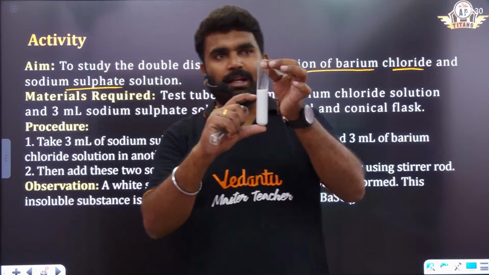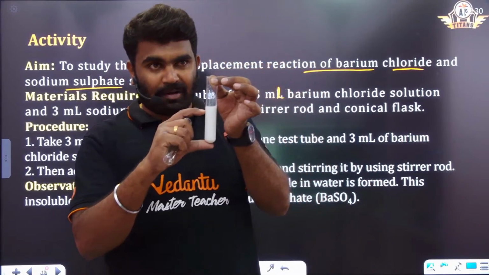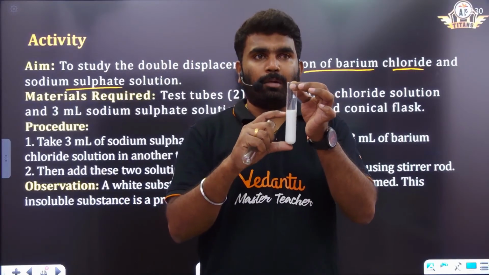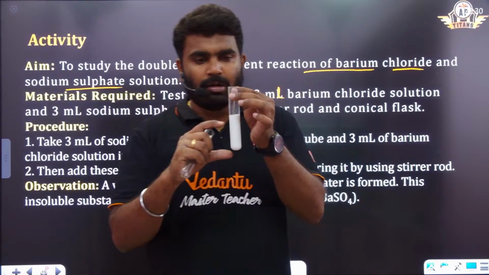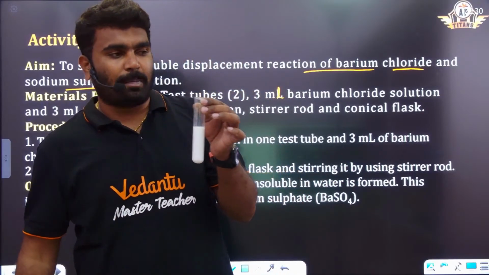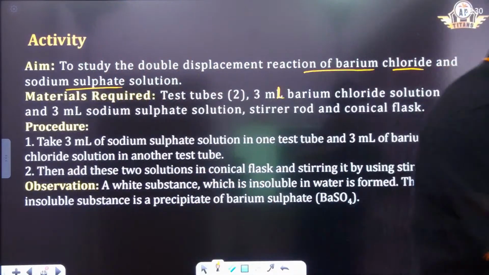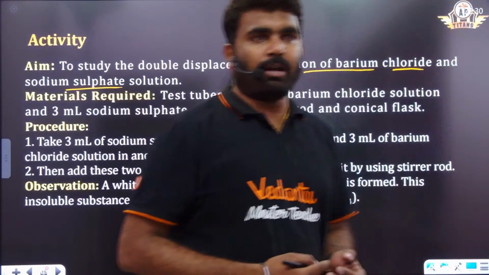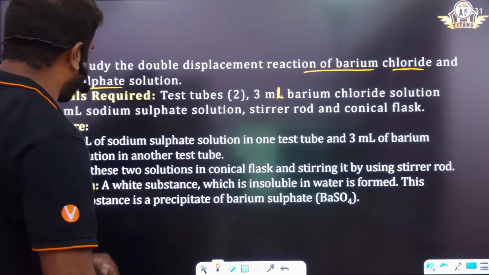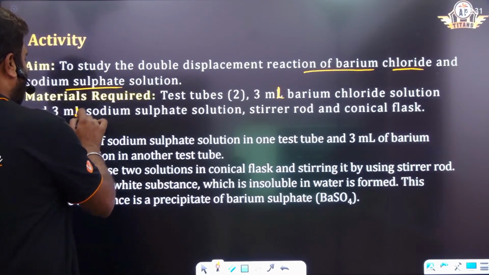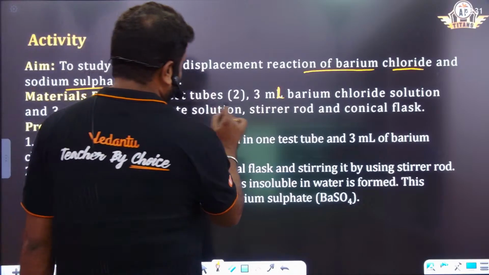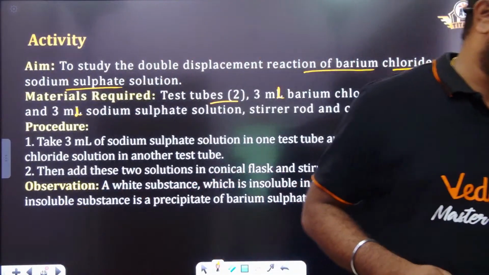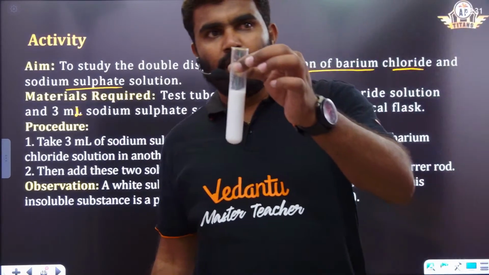So what is that white colored precipitate, beta? That is barium sulfate. A white colored precipitate is formed. So this is nothing but what, beta? A double displacement reaction. By mixing barium chloride and sodium sulfate, a double displacement reaction has taken place. We have taken 2 test tubes, and in one test tube you can see a white colored precipitate.